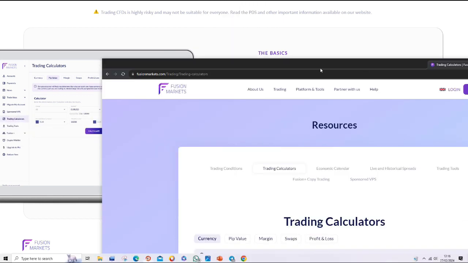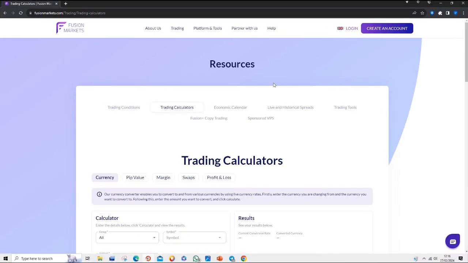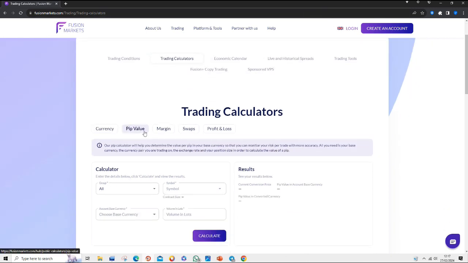Here's how to use the right lot size for your trades using a trading calculator. In the Fusion Markets website, go to the Trading tab and click on Trading Calculators under Resources. Next, click on Pip Value.